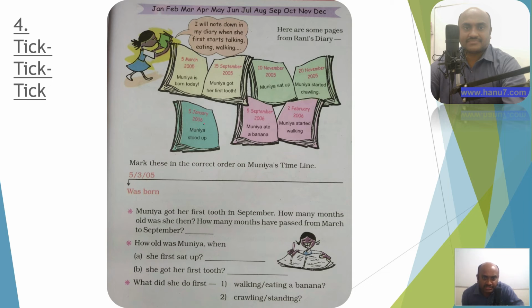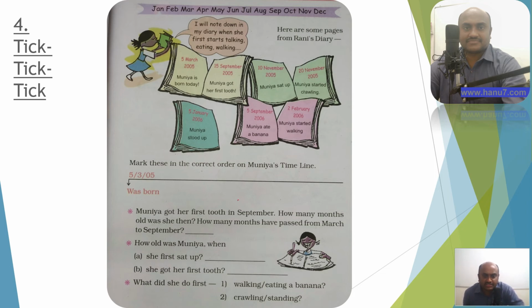5th January 2006, Munia stood up. 5th September 2006, Munia ate banana. This is 5th September, remember. And 2nd February, so he cleverly kept February and September opposite here. 2nd September 2006, Munia started walking. Why am I telling this? Because in the question he will be asking, when did Munia start walking, before eating or after eating banana, like that. We will be looking at the questions.